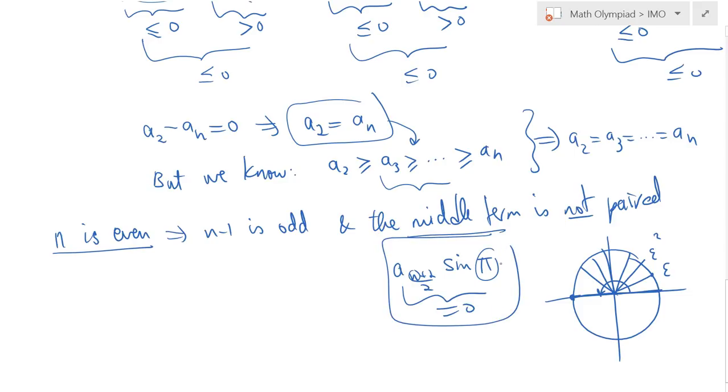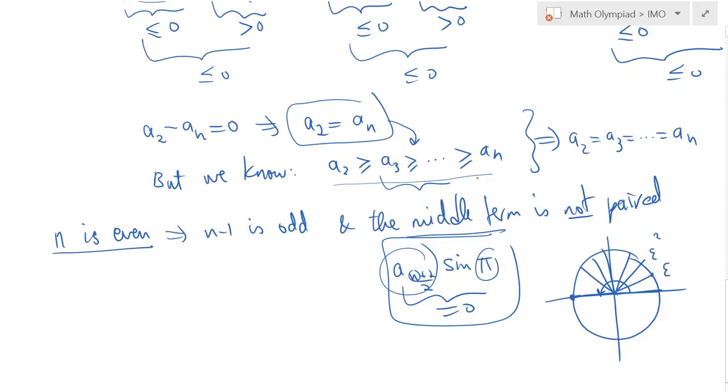So the paired terms will be equal to each other, and so therefore it doesn't create any problem. So the result still applies, right? The pairing trick still gives us the desired result.